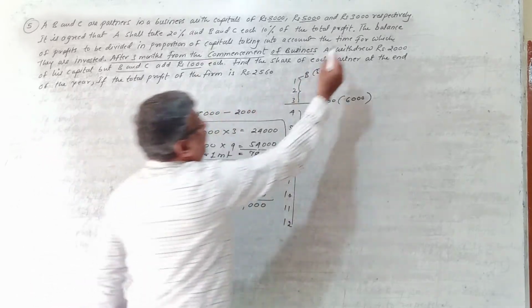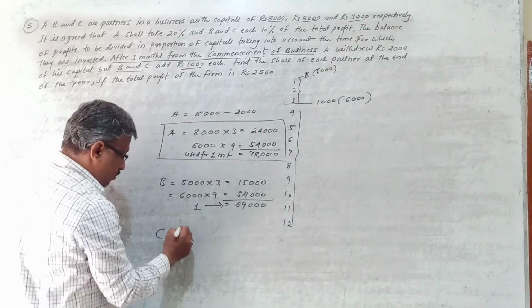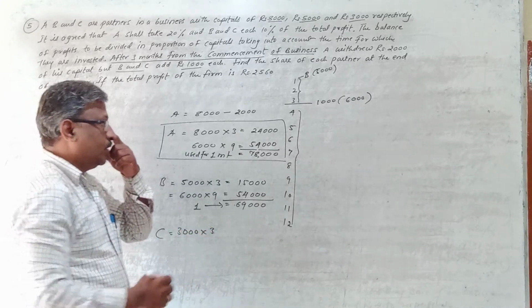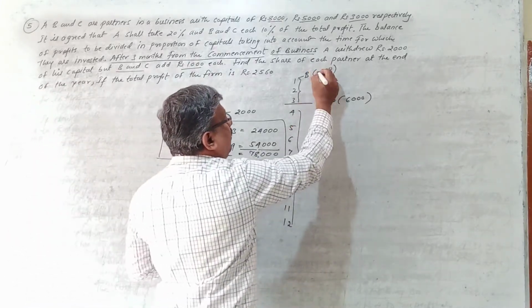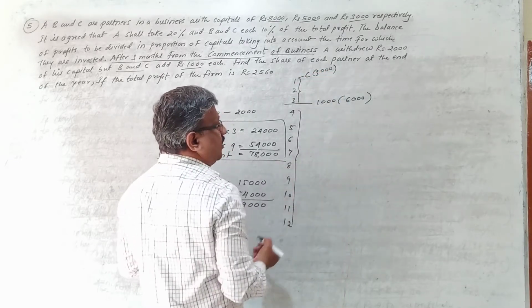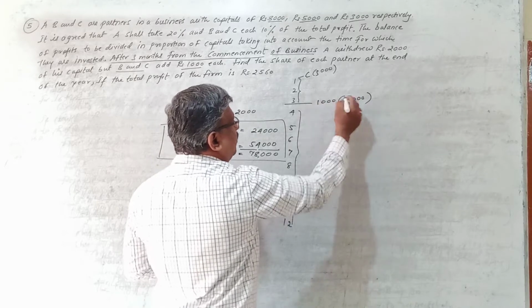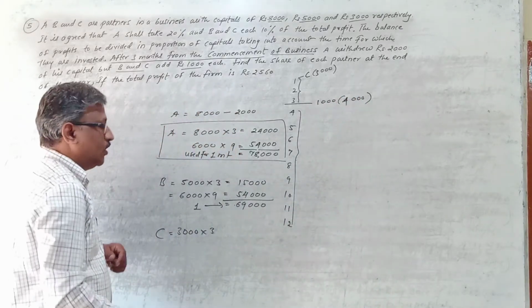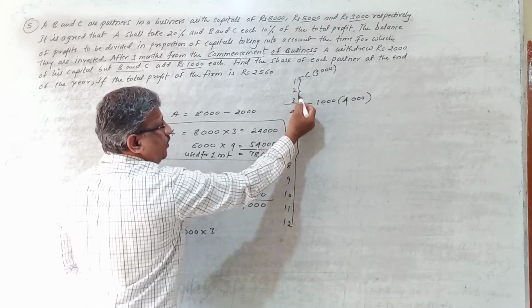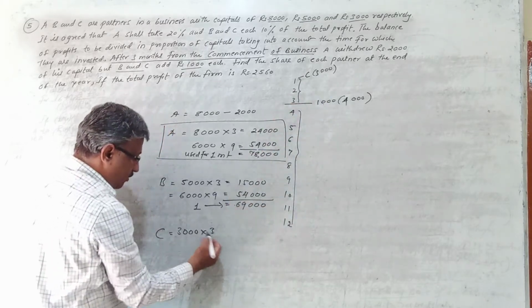Same regarding C. What is C's capital here? It is 3,000. So these 3,000 rupees will be used in the business for the first 3 months. And again he has invested 1000 rupees. Before investing 1000 rupees, his capital is 3000, which is used for the first 3 months, so you have to multiply by 3.